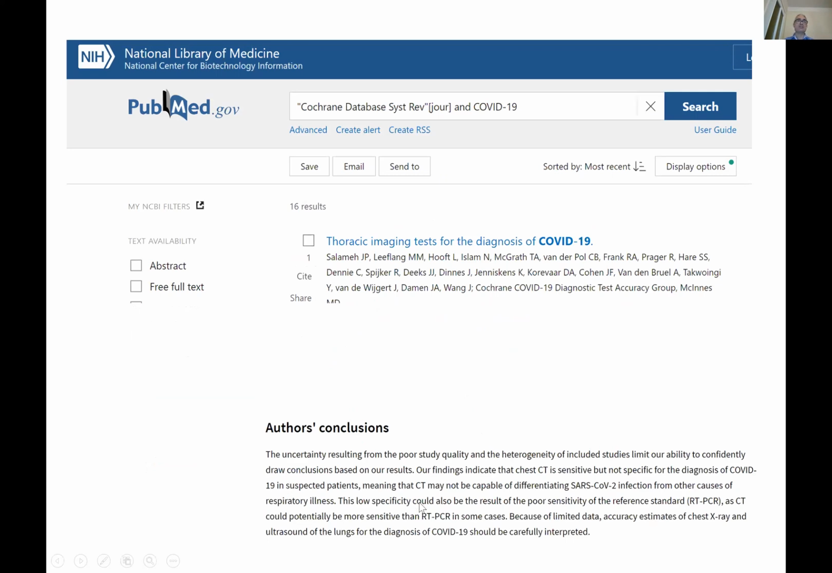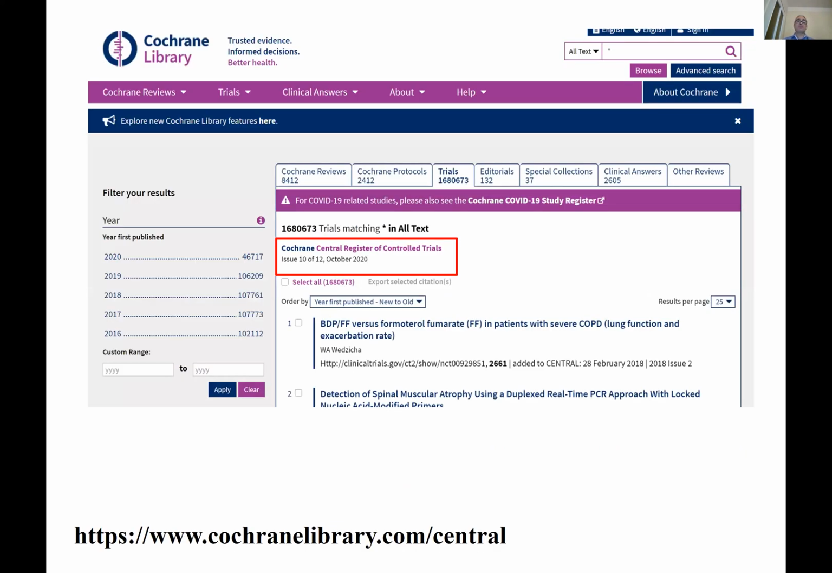So we should pay attention primarily to the authors' conclusion in Cochrane systematic reviews. And this specific conclusion tells us that CT, lung CT, has high sensitivity towards discovering ground glass opacity, but not high specificity, because the same findings can be found in patients with rheumatic diseases with lung affection without COVID-19. It's an example. So we should also know, all biomedical specialists and even veterinary specialists, about CENTRAL, the Cochrane Central Register of Controlled Trials, also a database of the Cochrane Library. And we should analyze clinical trials relevant to our field of interest.